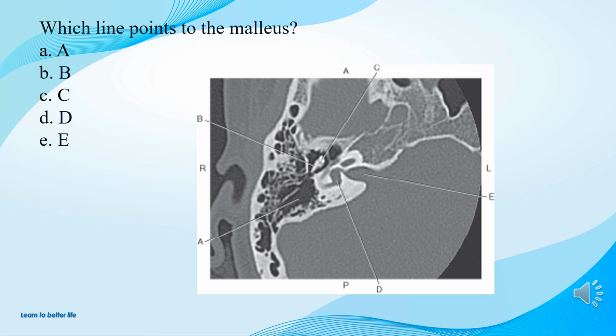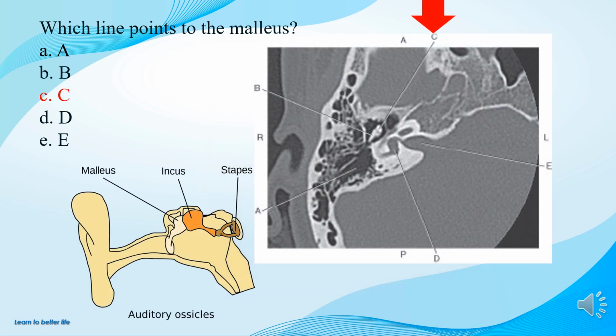Which line points to the malleus? A, B, C, D, or E? The answer is C. The middle ear consists of the tympanic membrane and the bony ossicles called the malleus, incus, and stapes. These three ossicles connect the tympanic membrane to the inner ear, allowing for the transmission of sound waves. The malleus is the first ossicle and attaches to and moves with the tympanic membrane.